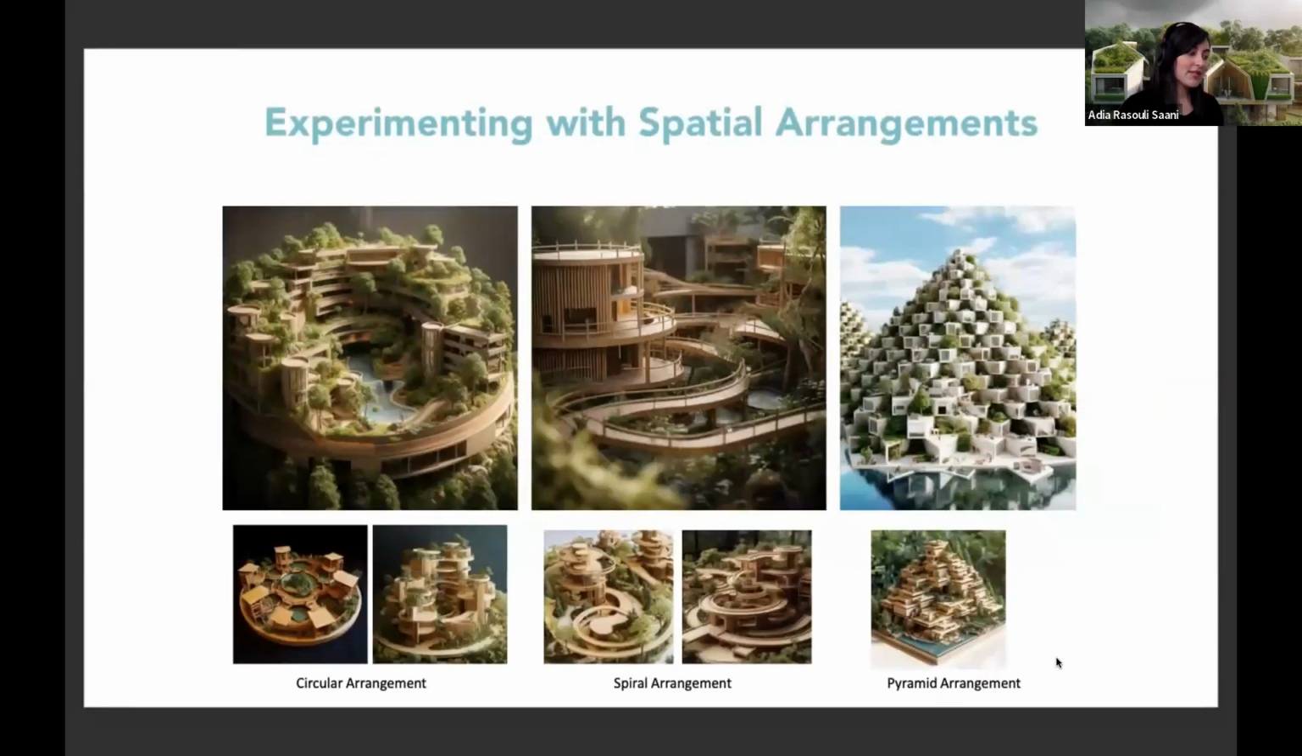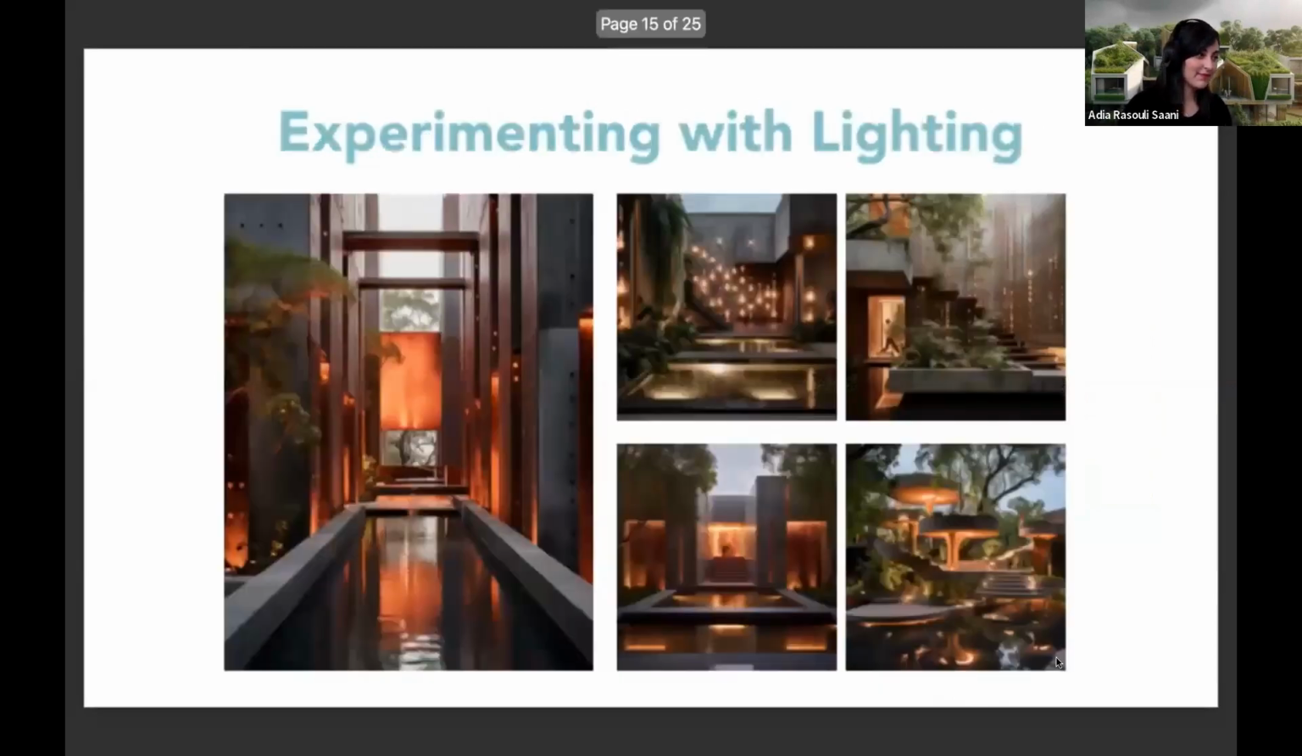These are also some experiments on spatial arrangements. I experimented with so many arrangements, and here you can see circular, spiral, and pyramid ones. Here I also did experiments with lighting, and I was looking for artistic lighting in monumental sculptural forms, and you can see here some examples.